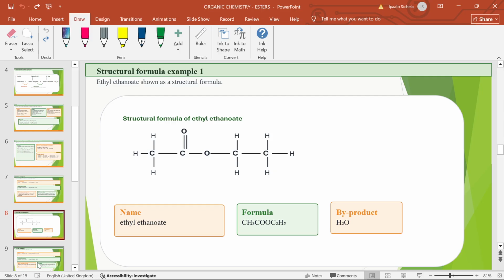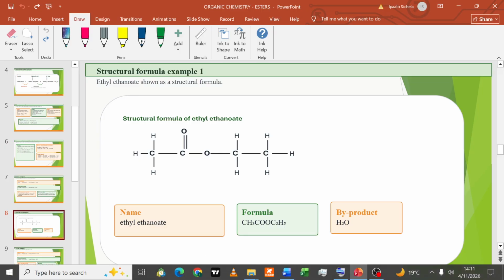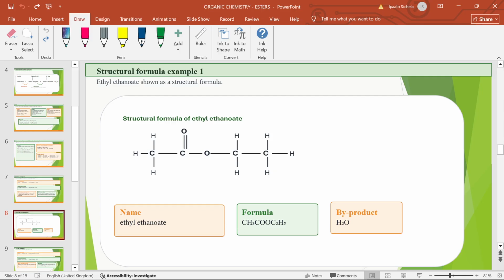So how do you write the structural formula of ethyl ethanoate? Before you write the structural formula, you have to write the chemical formula of ethyl ethanoate, which is here. I already explained how to write the chemical formula for ethyl ethanoate. If you have the chemical formula, you can easily write the structural formula.